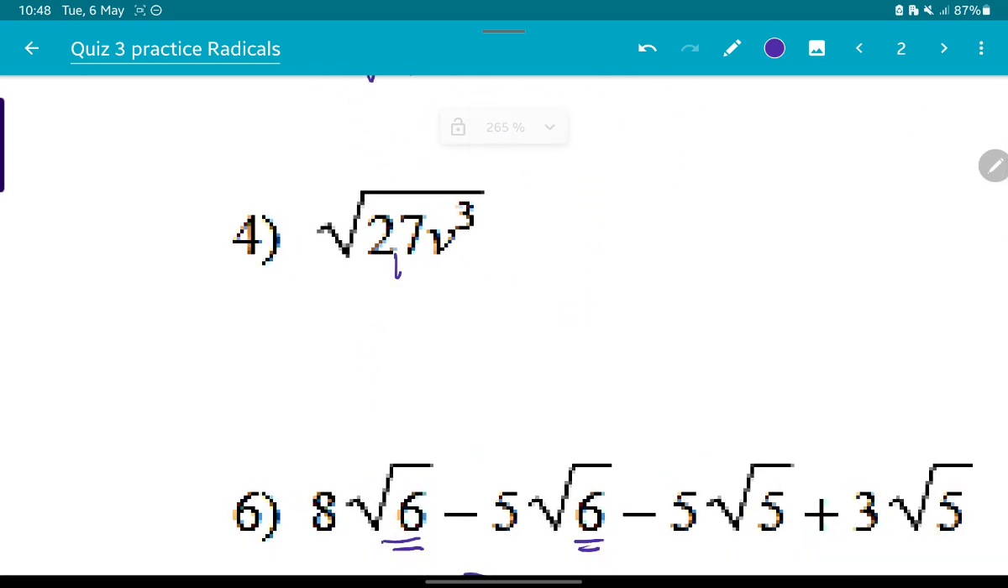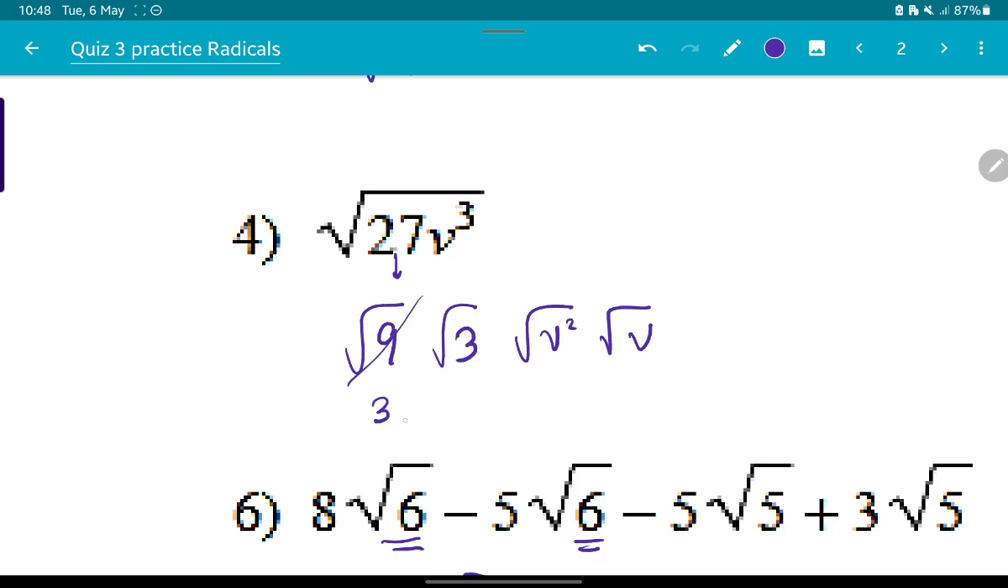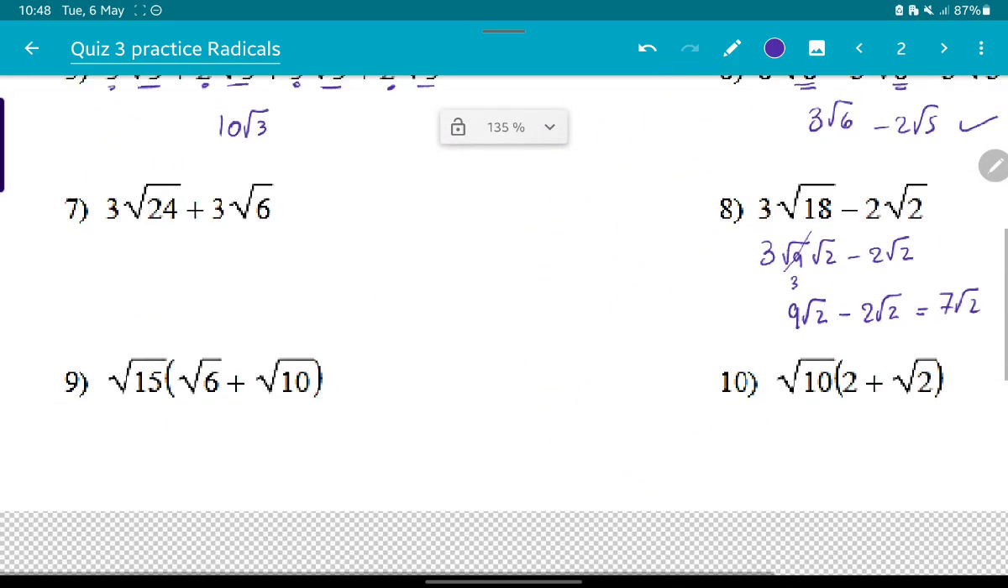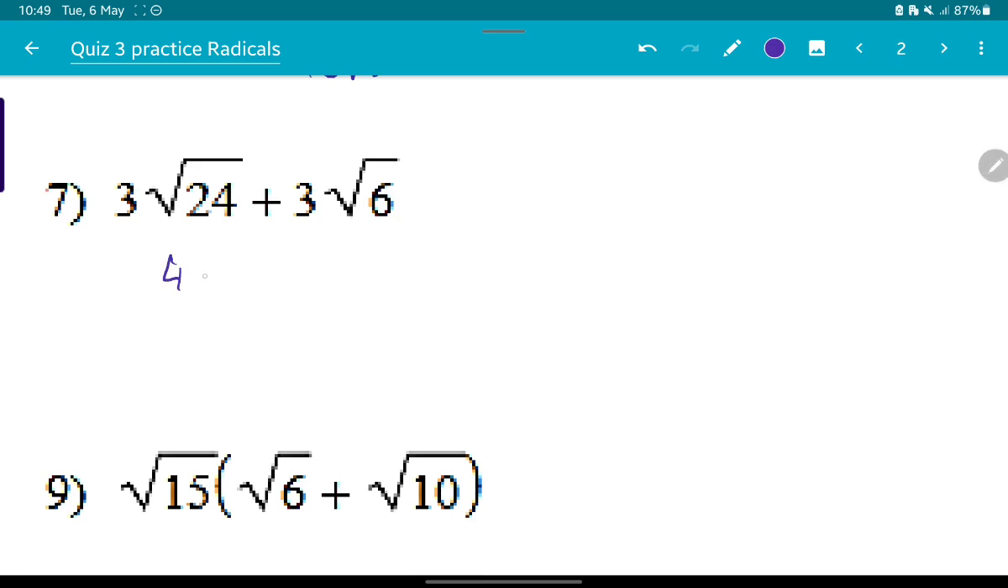This one we can divide the 27 to be 9 times 3, root 9 root 3, and v to the power 3 to be root v squared and v. This one has an answer 3 root 3, and this one will be v root v. The final answer will be 3v outside and 3v inside. Same idea, to be 4 and 6. This will be 6 plus 3, it will be 9 root 6.